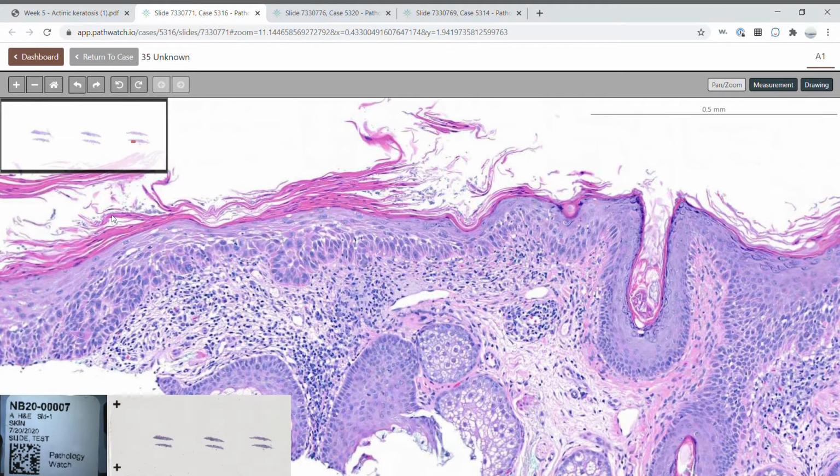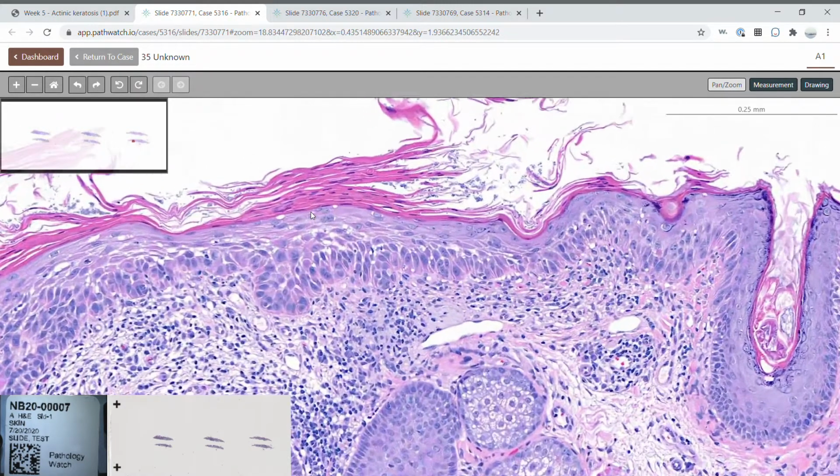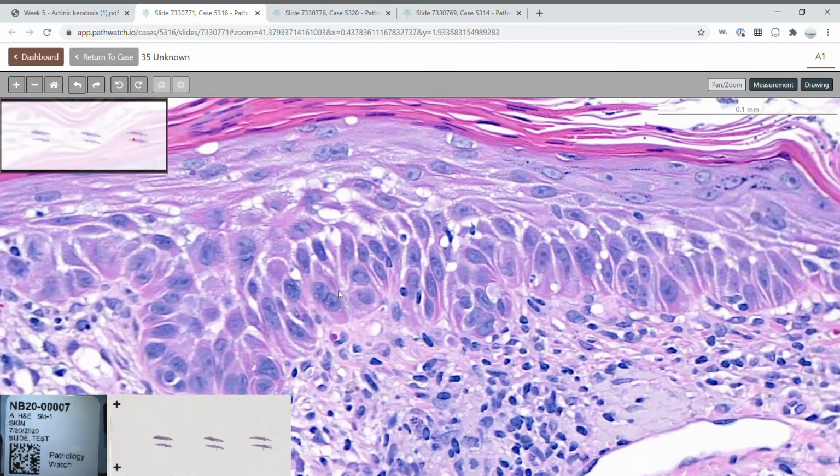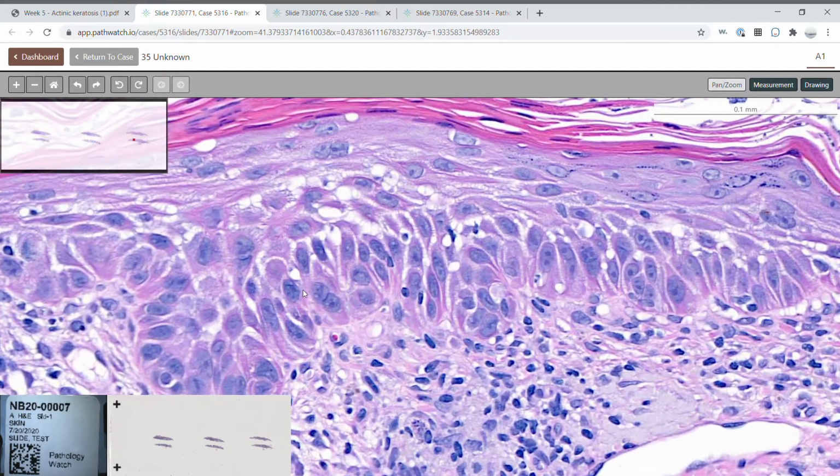You can see here hyperkeratosis and parakeratosis. There is loss of the granular layer, and there is atypia and nuclear crowding of the basal layers of the epidermis. The atypia is characterized by enlarged nuclei with coarse chromatin and irregular nuclear contours. Sometimes you can even see mitotic activity.